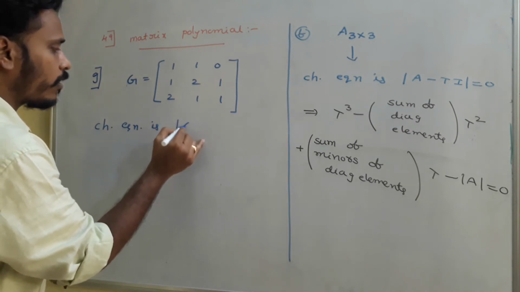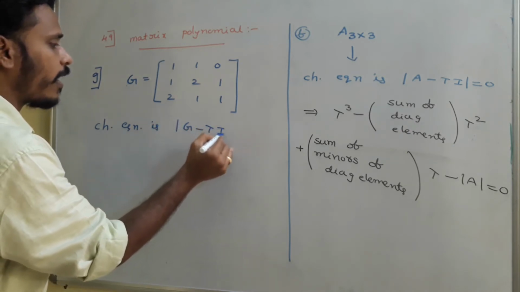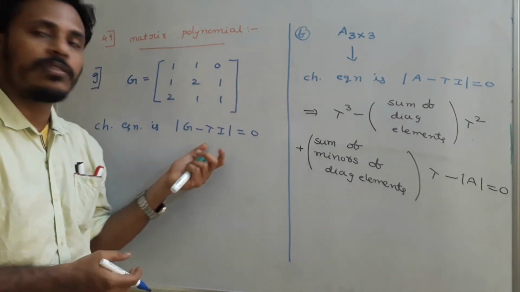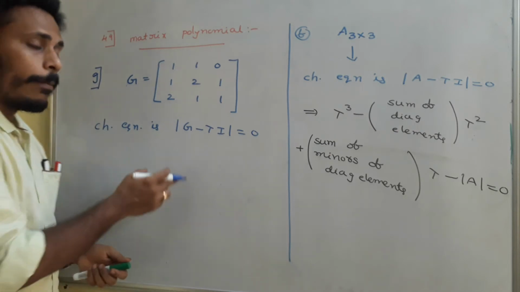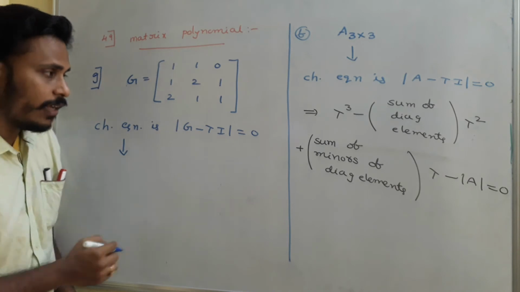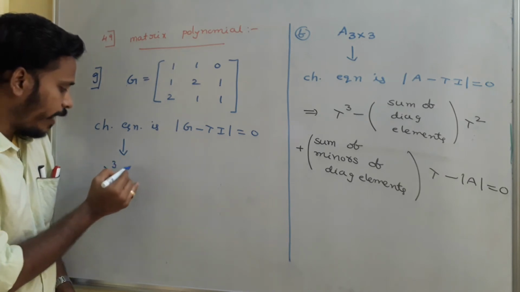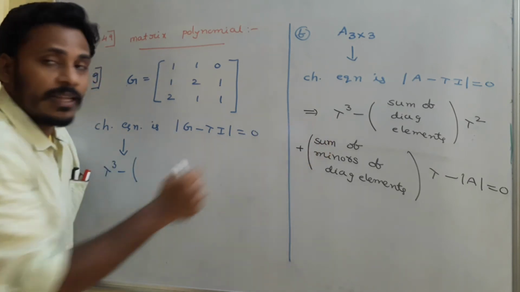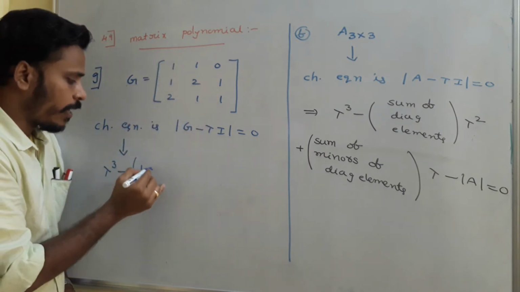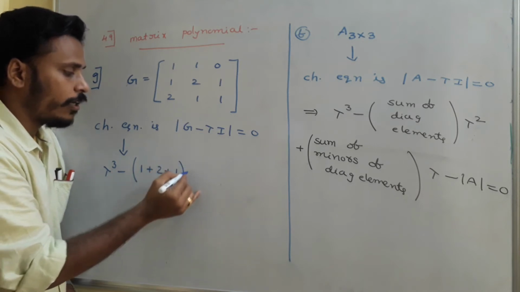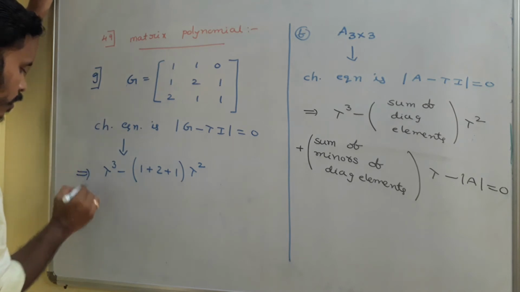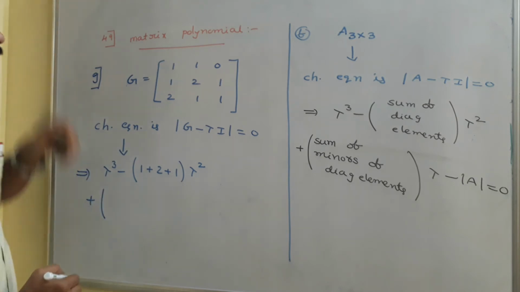The procedure is simply the determinant of G minus lambda I is equal to 0. I will do that determinant also, but with the direct procedure, the characteristic equation is given by lambda cube minus the sum of the diagonal elements. What are the diagonal elements? 1, 2, 1. So 1 plus 2 plus 1 into lambda square, plus the sum of the minors of the diagonal elements.